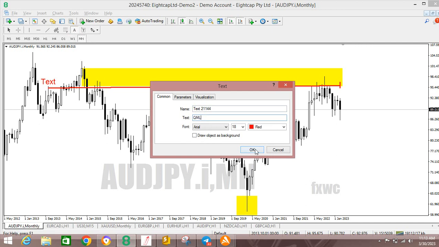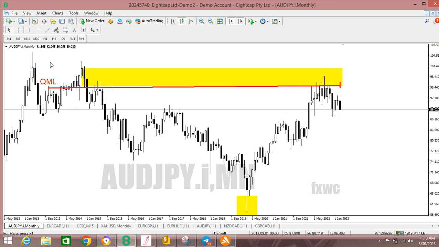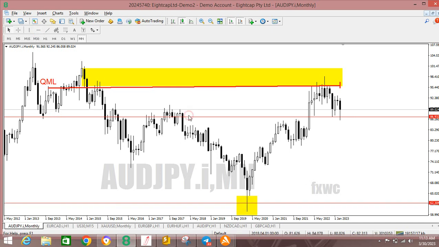Okay, man. Remember, guys, the characteristics of Quasimodo, it has to hit your TP1 and your TP2. So your take profit here, first take profit, and then your second take profit, né? Second take profits. Okay.